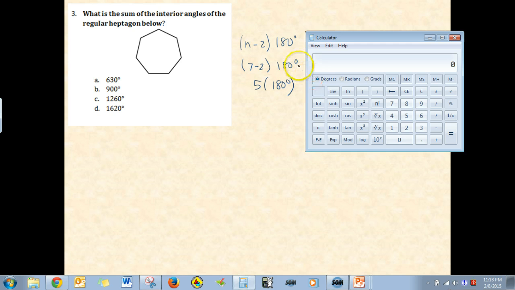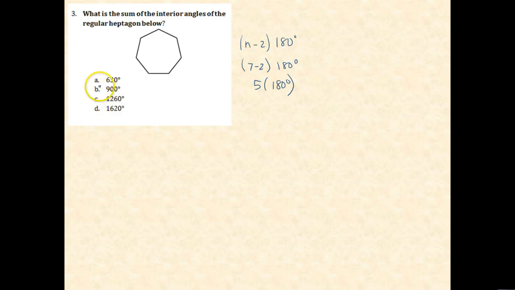What is the sum of the interior angles of the regular heptagon below? We've got a formula for this. n minus 2 times 180 degrees, where n is the number of sides. So a heptagon has 7 sides, so 7 minus 2 times 180, 5 times 180, and my calculator says that is 900. So that's B.